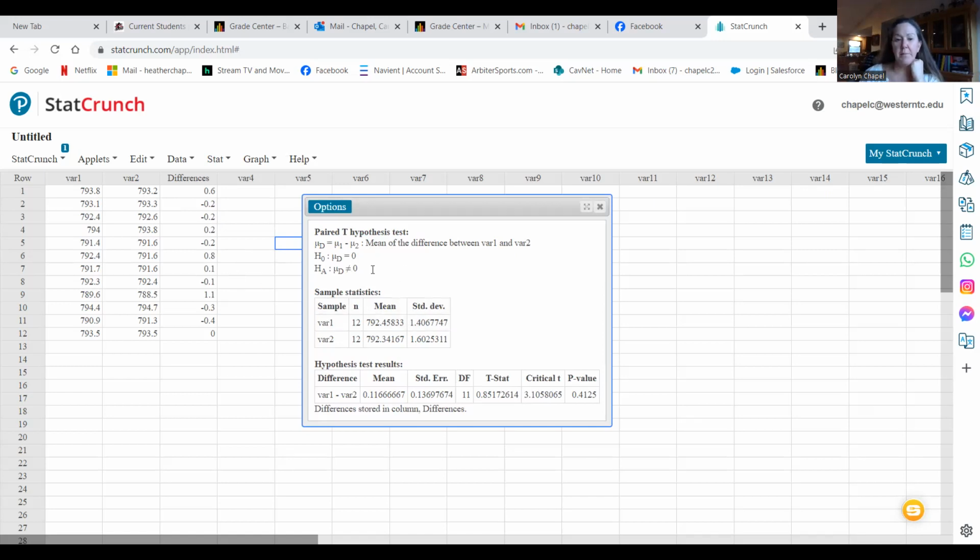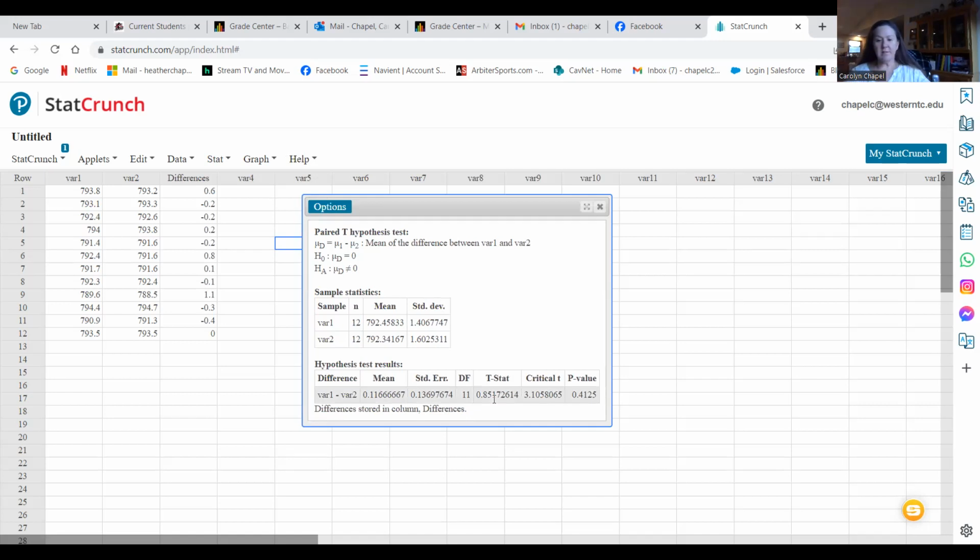Okay. The sample statistics here, some of the summary stuff that it does for us, it does look at variable 1 and variable 2, gives us means of both of those, the standard deviations of both of those. But the hypothesis test results are all right here. So again, remembering that mu_D is mu1 minus mu2. So making sure we took this one minus this one. The mean of those differences is 0.116. Our standard deviation, standard error. Our degrees of freedom, there's that 11 we talked about.